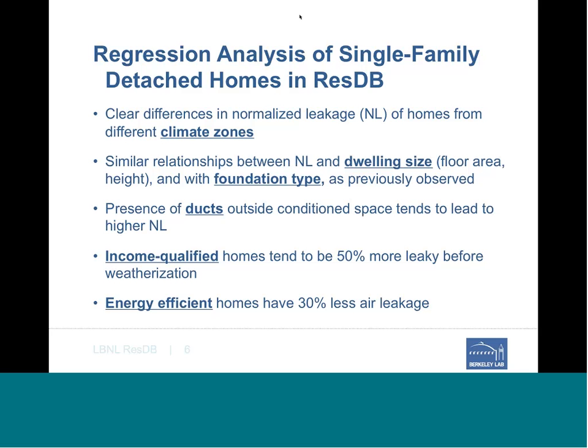Income-qualified homes that participate in weatherization programs tend to be leakier before they're weatherized. On average, they're 50% leakier than comparable homes. Energy efficient homes are about 30% less leaky.